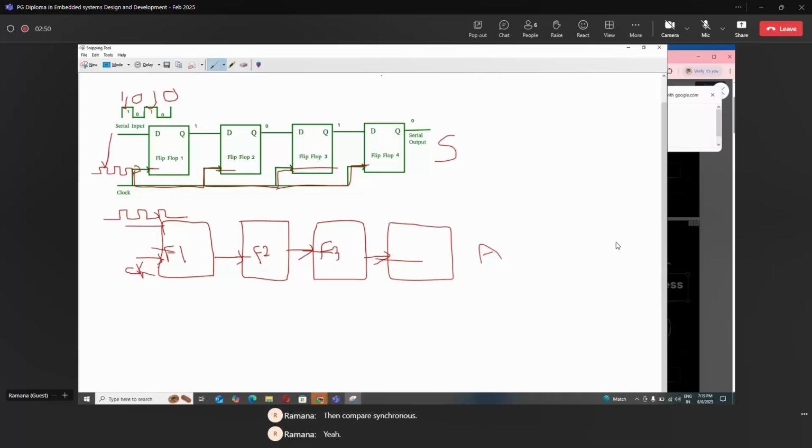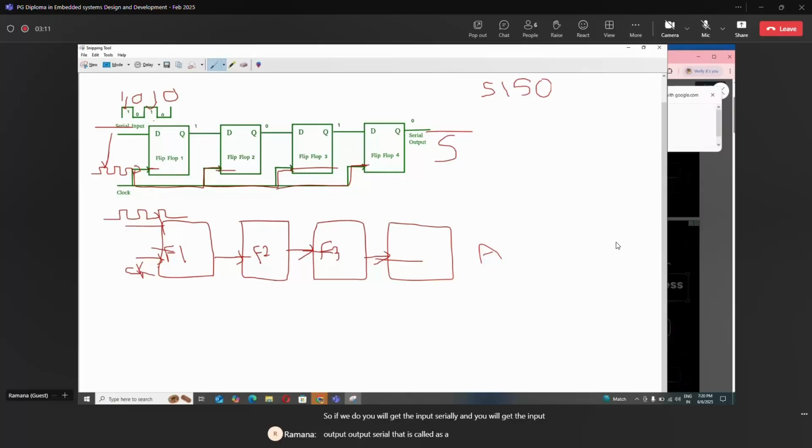So this is SISO, no? This is SISO, serial in, serial out. If you get the input serially and you get the output serially, that is called SISO. So for example, 1010.